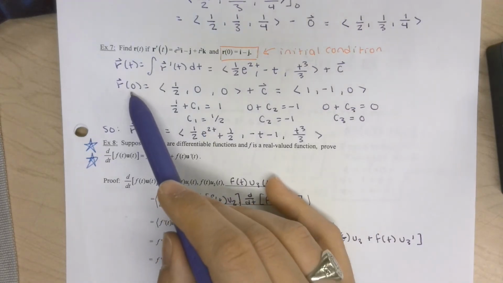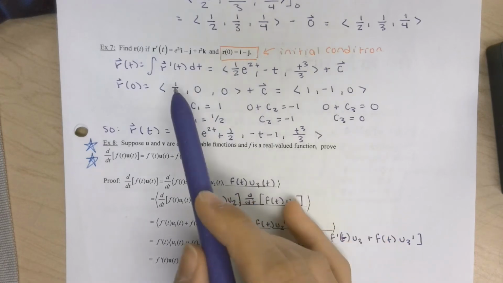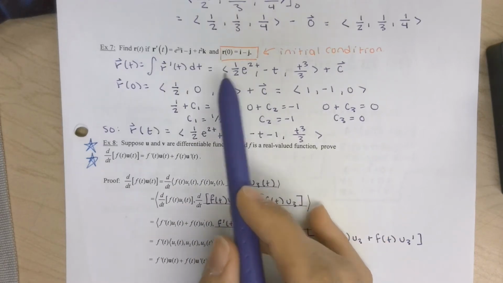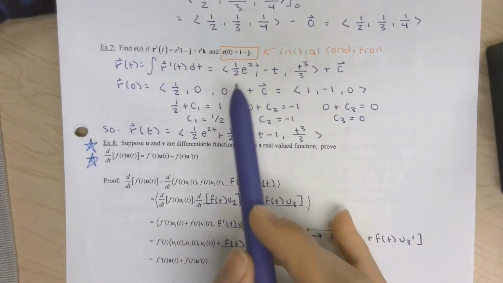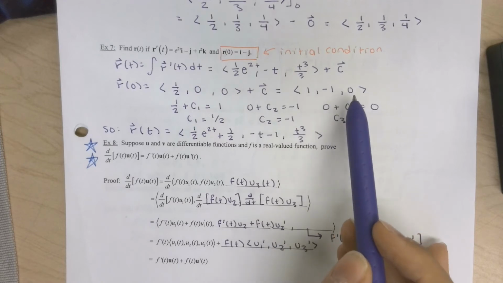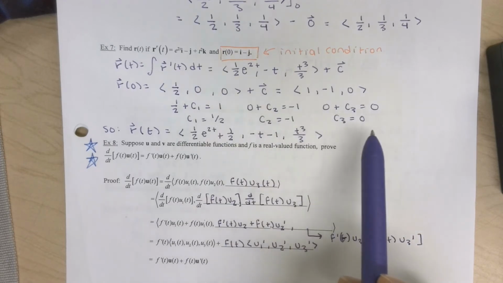Here, I'm plugging in r of 0 because that's the initial condition I'm given. If I plug in 0 into this function, I get 1/2 times 1, so I get 1/2, and then 0, 0, plus c. This is supposed to be equal to 1, -1, 0. And here I've shown you a lot of work on how to get here.